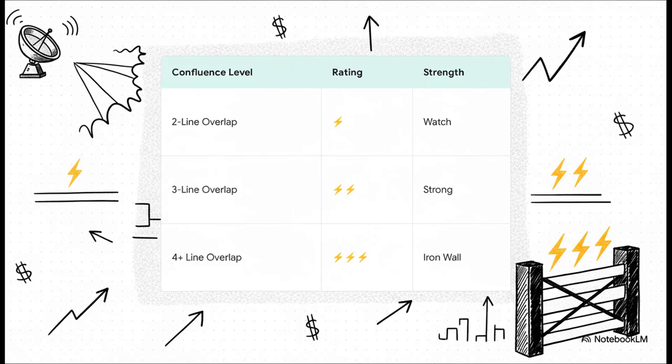And the cool thing is, the indicator makes this super easy to spot. It has this built-in resonance radar that's constantly scanning for these overlaps for you. If 2 lines overlap, you get 1 lightning bolt. That's a hey, pay attention signal. 3 lines overlap, you get 2 lightning bolts. Now we're talking strong support or resistance. But when you see 4 or more lines all piling up in the same spot, that's 3 lightning bolts. That's what it calls an iron wall, and that's a level the market is very, very likely to respect.